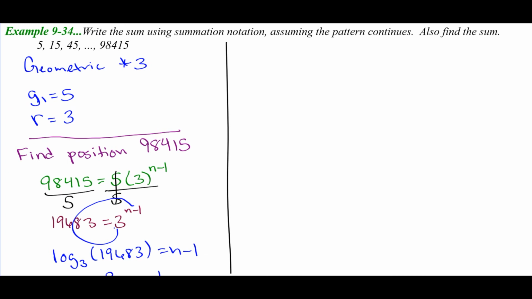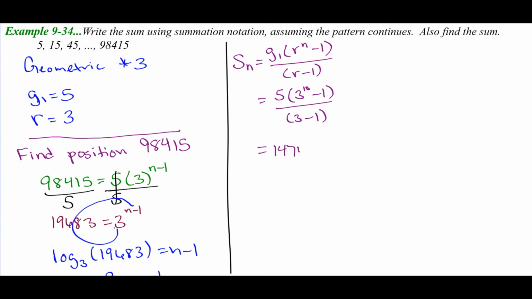So now I've got two options. I can use my formula, or I can do the summation notation. So I'll do both ways. So if we're going to use the formula, my formula from my formula sheet is first term times r to the n minus 1 over r minus 1. So my first term here is 5, and then we're going to go 3 to the 10th minus 1 over 3 minus 1. We get 147,620.